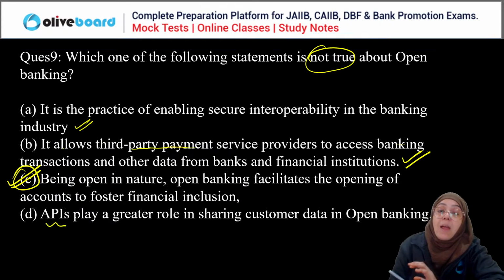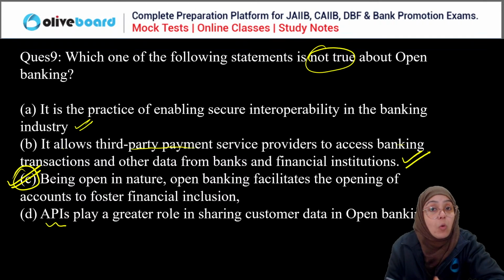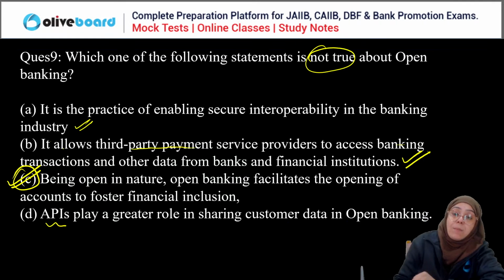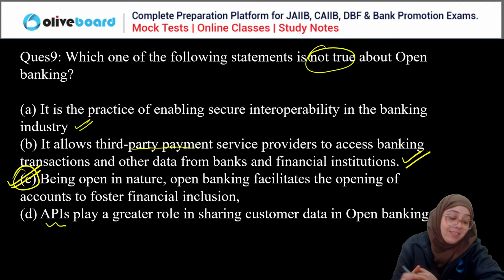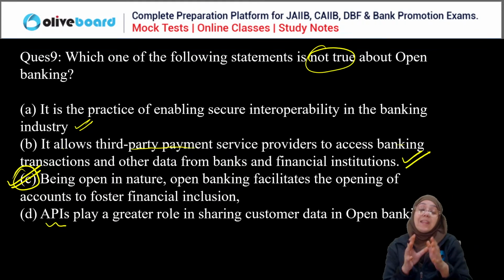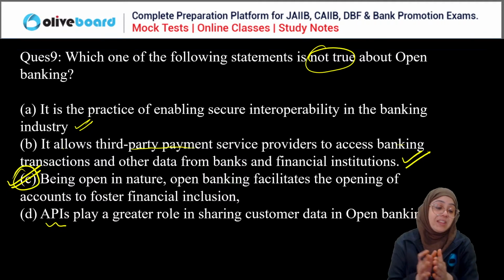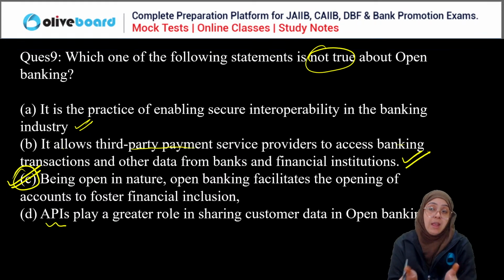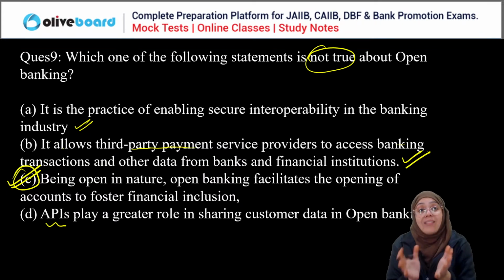APIs, application programming interfaces, play a greater role in sharing the customer data in open banking. That is correct. So C is the correct answer because we have to choose the incorrect statement. We have to choose the false statement here. Every one of you is wrong. And that's why I was saying that please read the question carefully, because this is a very easy question. I expect that you can all answer this question easily, right?